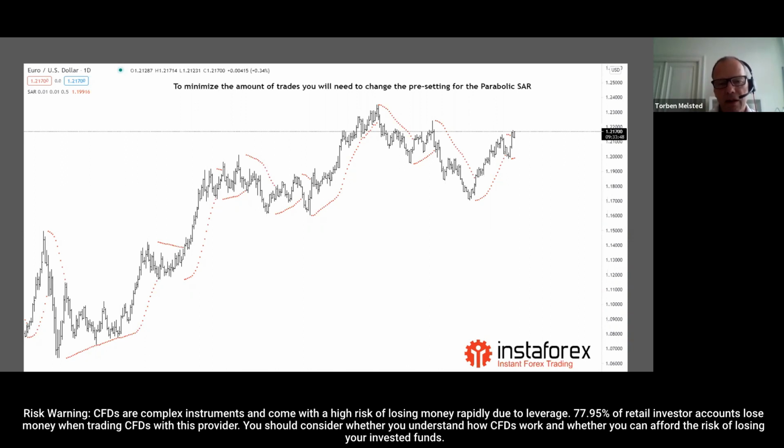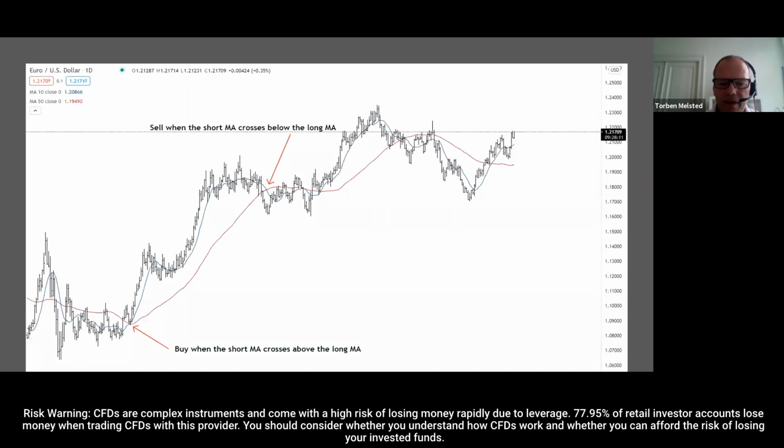And now, at this one, I've really played around with the pre-settings of the parabolic SAR. Okay, this is one of the most common. We are now at just two simple moving averages, and I would recommend that you use this. Still, we are euro dollar. It's a daily chart, and I'm using the 10 and the 50.